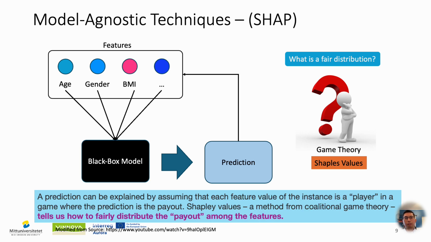Now let's connect this to machine learning. In a black box model, each feature like age, gender, or BMI is just like one of those players. Instead of working on a project, they contribute to the model's prediction. The prediction itself is like the payout. Shapley values break down the prediction and show exactly how much each feature contributes in an unbiased and consistent way. This makes it possible to explain even very complex models.